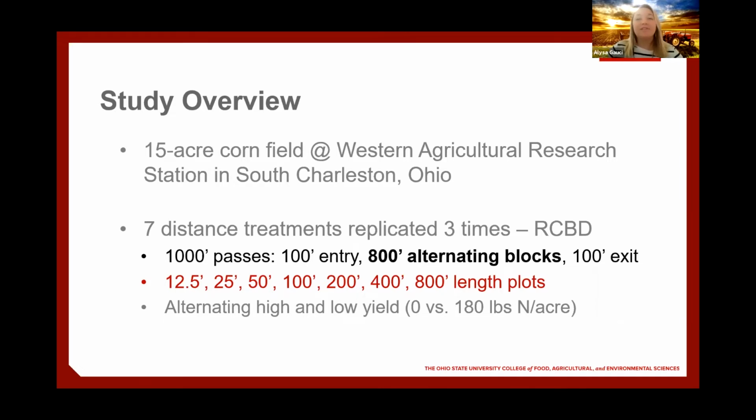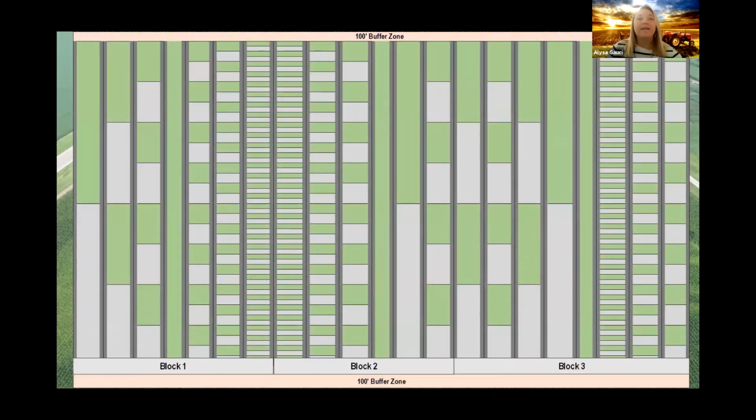We looked at 7 different lengths that range from one of the smallest plot sizes that's been used at 12.5 feet, all the way up to 800 feet. That was selected to simulate the natural variability within the field, and to create intentional high and low yield differences that could be measured. The plots alternated with 0 and then 180 pounds of nitrogen per acre applied. So I know this looks a little overwhelming, but stay with me.